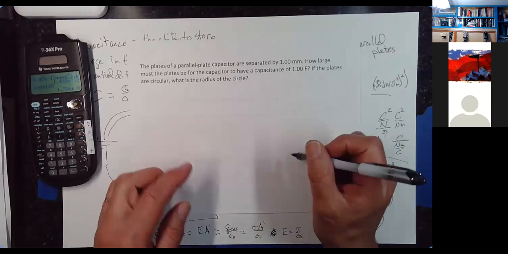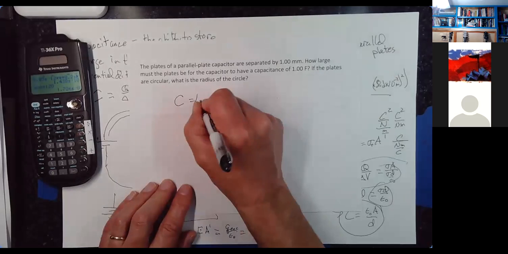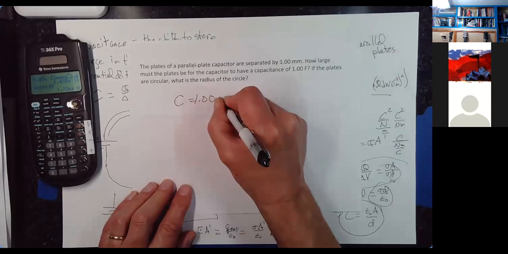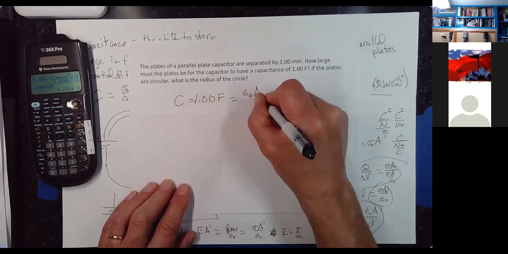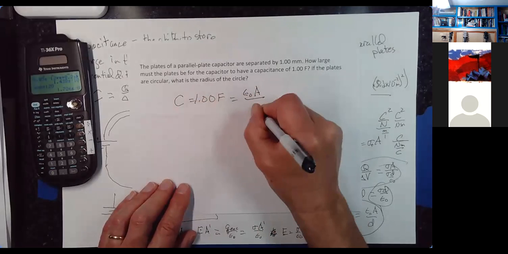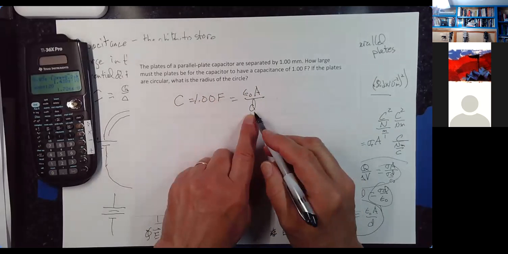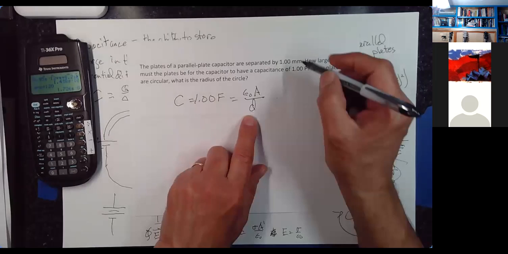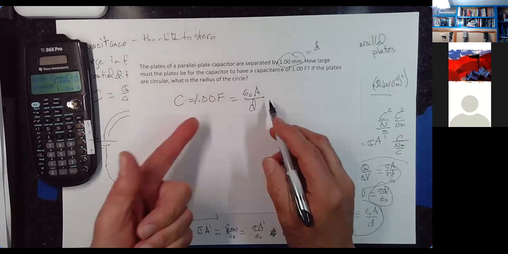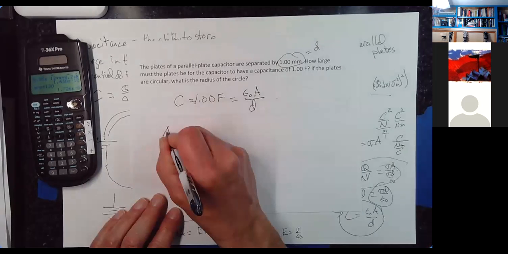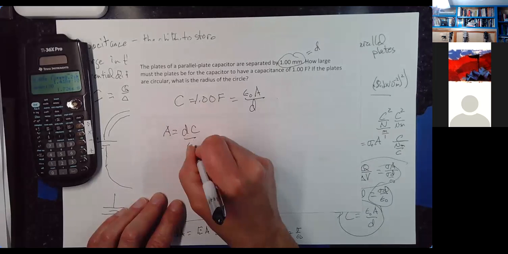Well, let's see. This time we know the capacitance. C is 1.00 farads. That will equal epsilon naught times their cross-sectional area divided by D, the separation. And so I know epsilon naught, I'm given the separation, that's D there. And so all I don't know is the area of this. So that'll be dC divided by epsilon naught.